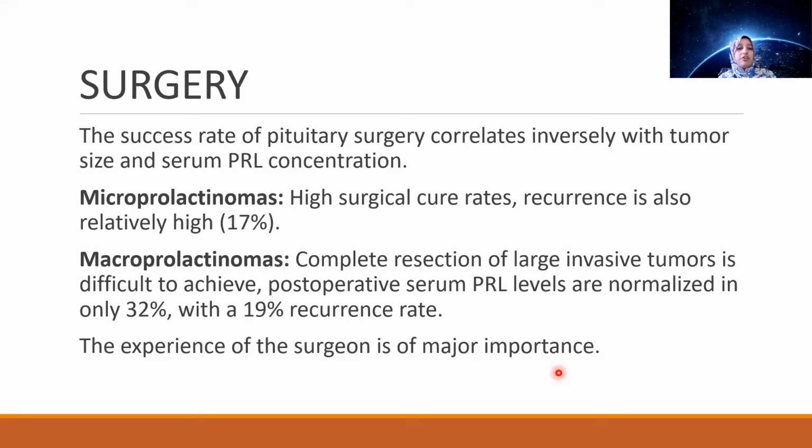Then the second line treatment is surgery. The success rate of pituitary surgery correlates inversely with the tumor size and serum prolactin concentration, unfortunately. So in case of microprolactinoma, there is a high possibility of surgical cure rate. Recurrence is also relatively high, because you see, they can always recur. The recurrence rate is 17%.